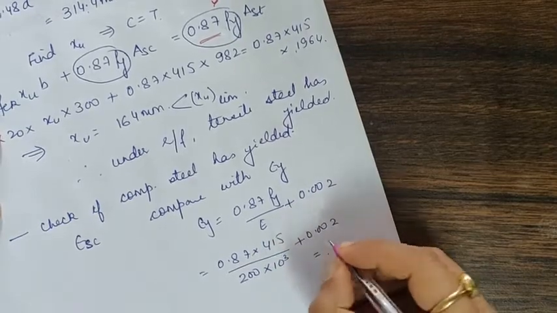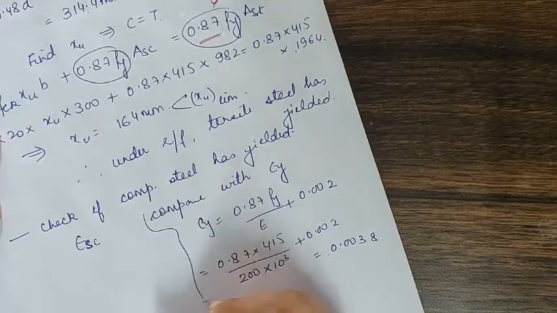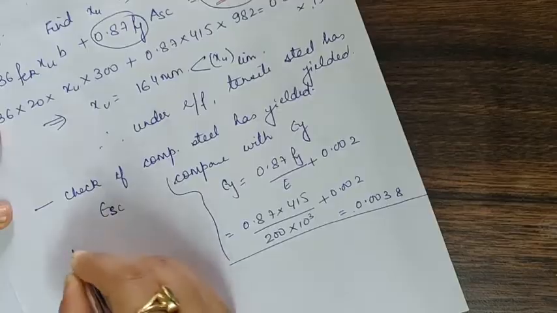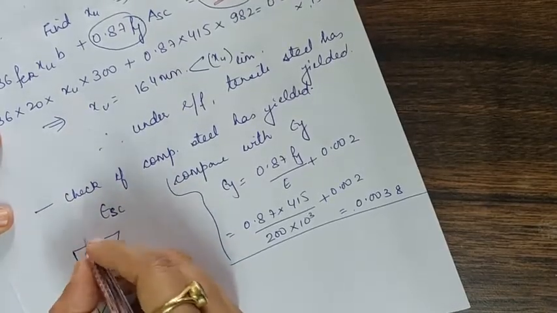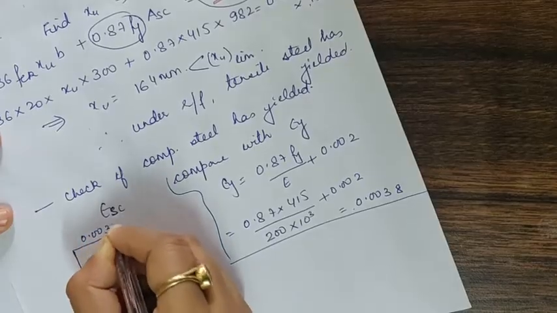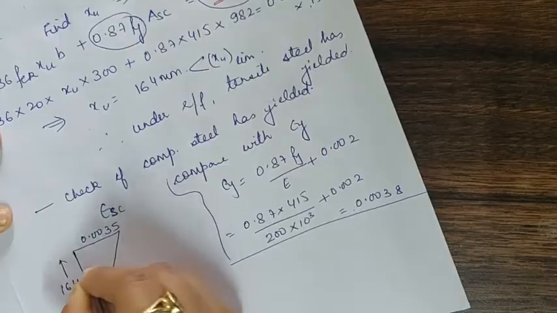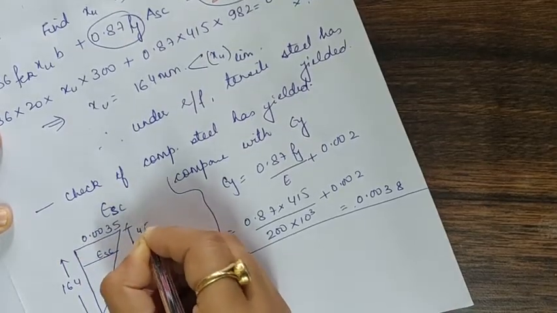So this epsilon Y is coming out to be 0.0038. Now I'll find out epsilon SC. Again, it's very simple. The same steps are going to follow. So this is 0.0035. XU I have calculated to be 164. At this it is epsilon SC and the cover was 45.